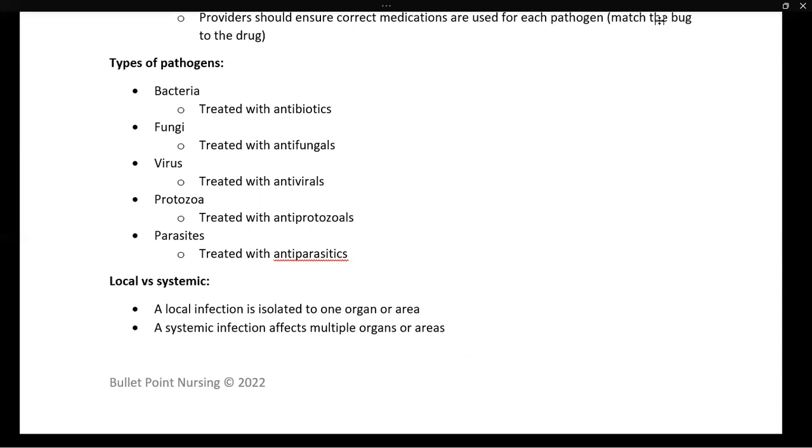Finally, one last note on infectious disease is there are local infections and systemic infections. A local infection is where an infection is isolated to one organ or area. A systemic infection affects multiple organs or areas or is in the bloodstream.